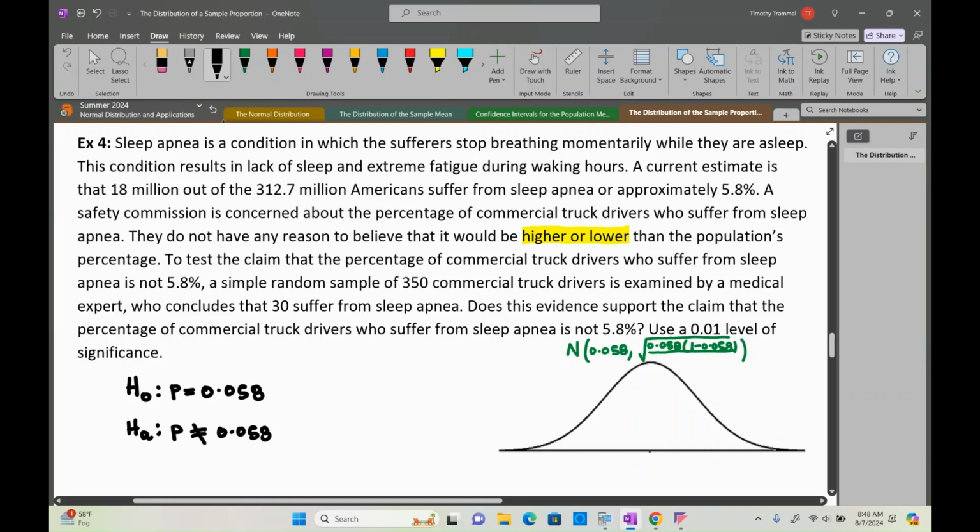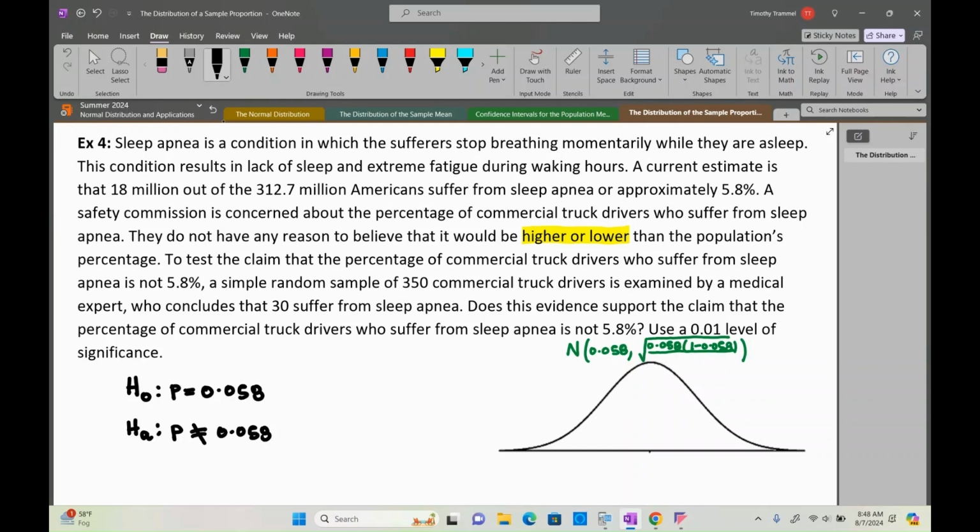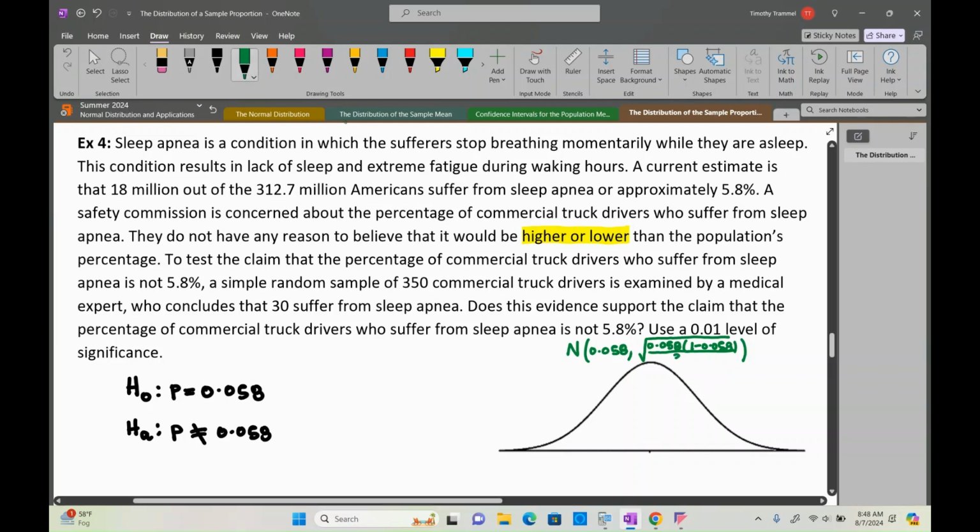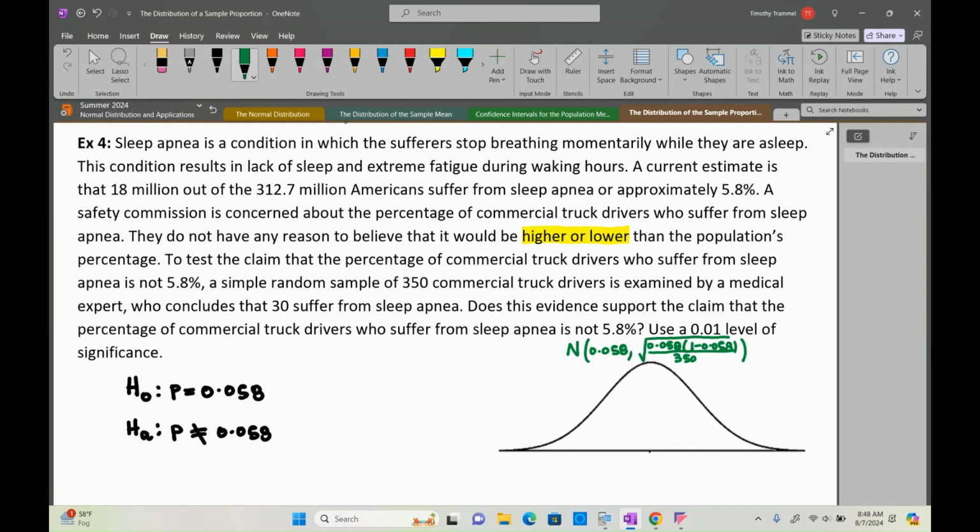So I'm going to put not equal to here. So to test the claim that the percentage of commercial truck drivers who suffer from sleep apnea is not 5.8%, a simple random sample of 350 truck drivers. So that is our sample size right there. I'm going to write in the 350. The random sample of 350 commercial truck drivers is examined by a medical expert who concludes that 30 of them suffer from sleep apnea. So that right there is p hat.